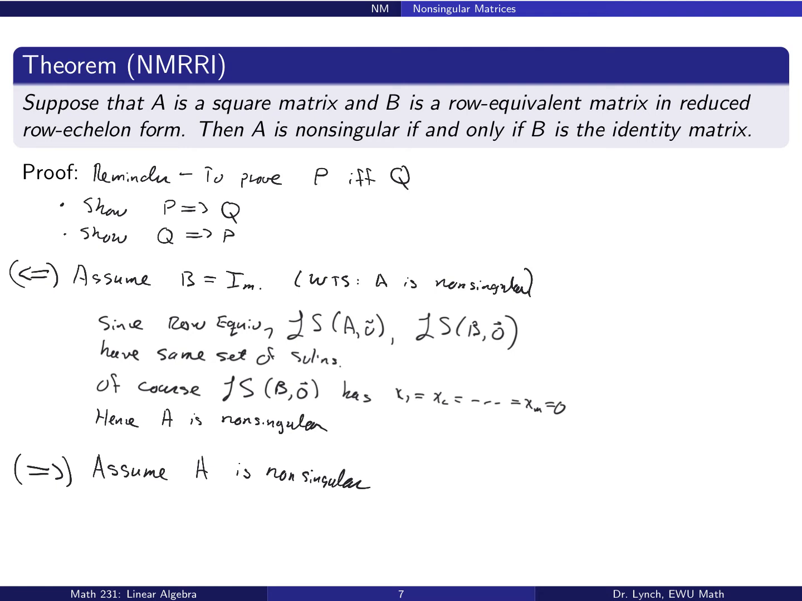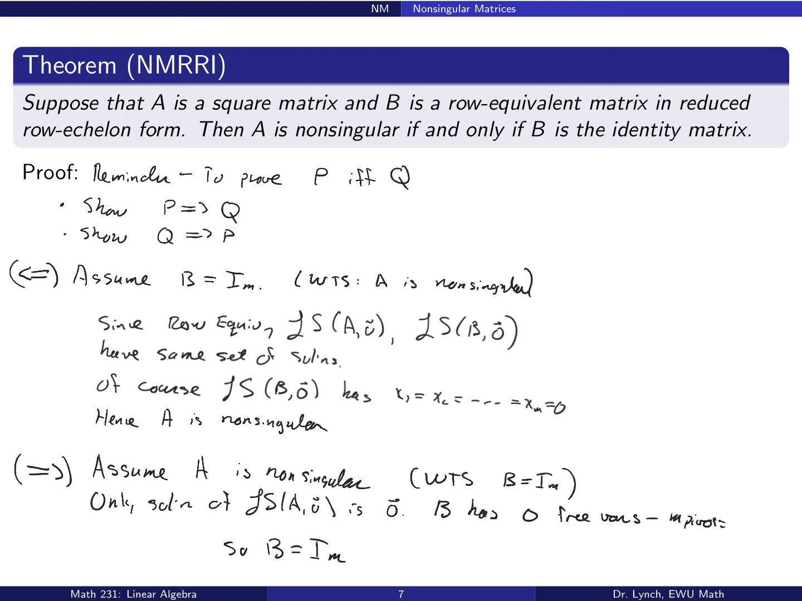Conversely, if we want to show that A non-singular implies that B is the identity matrix, recall that A non-singular means that the only solution of the corresponding homogeneous linear system is the 0 solution. Of course, if the homogeneous linear system has only the 0 solution, the reduced row echelon form of that matrix B has 0 free variables, so m pivot columns. And that forces B to be the identity matrix.